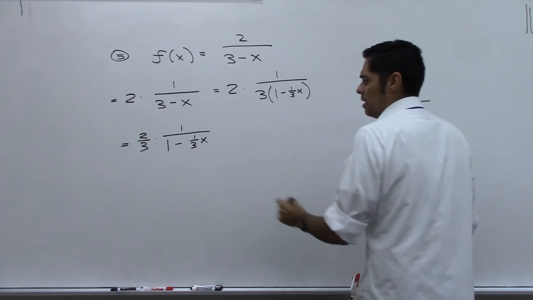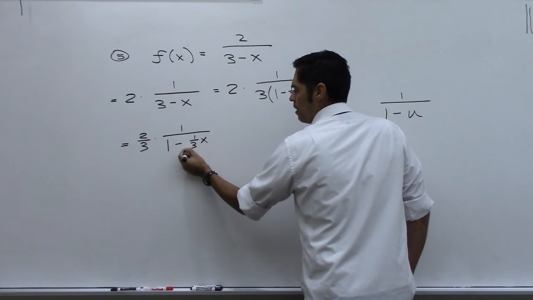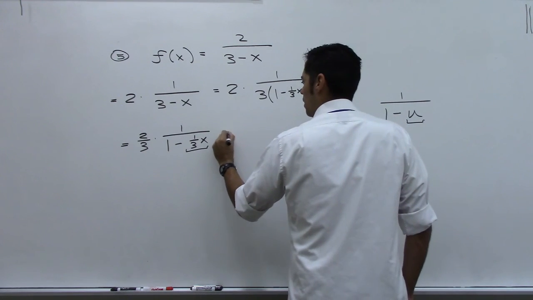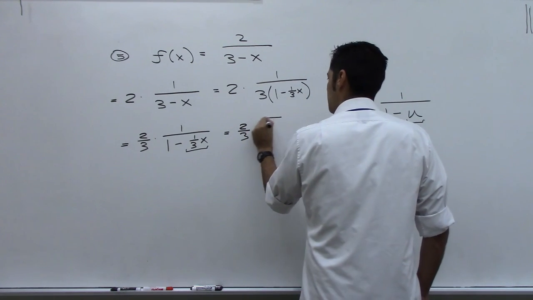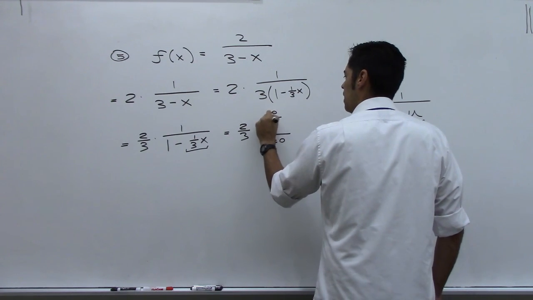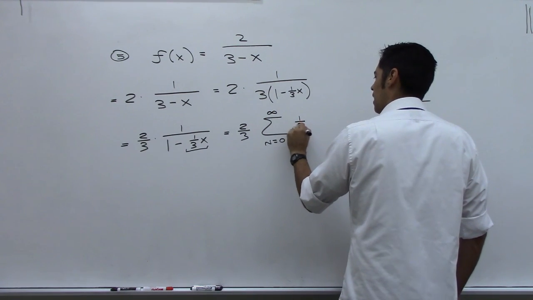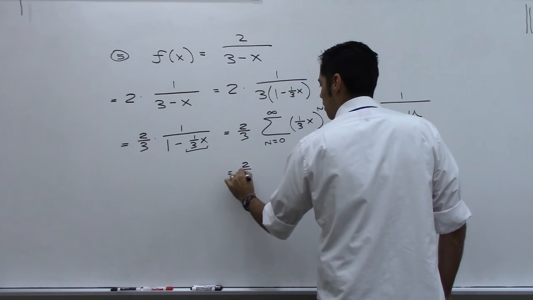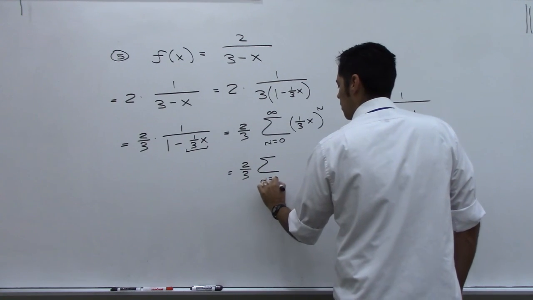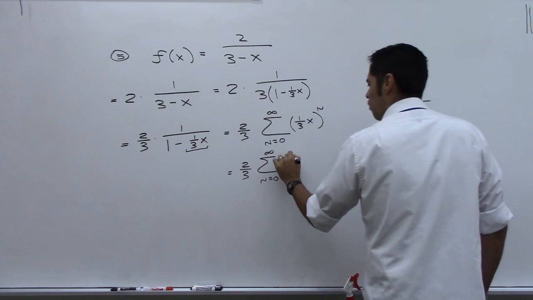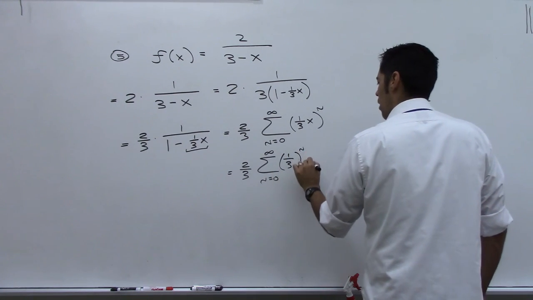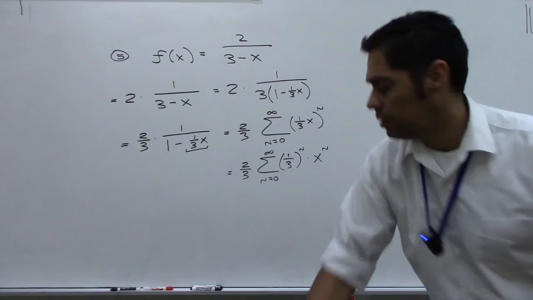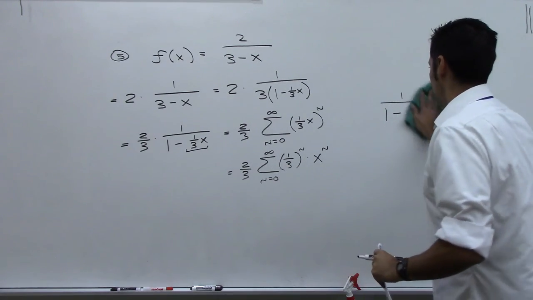And now you can see I have this piece right here. There's my u, right? So what I'll do is I'll just rewrite it like this. 2/3 sum n equals 0 to infinity of u, which is 1/3 x, to the n, which I can rewrite as 2/3 sum n equals 0 to infinity. I'll just split this up, 1/3 to the n, and then times x to the n. And that's the power series representation. I could put the 2/3 back in here, but I'll just leave it like that.